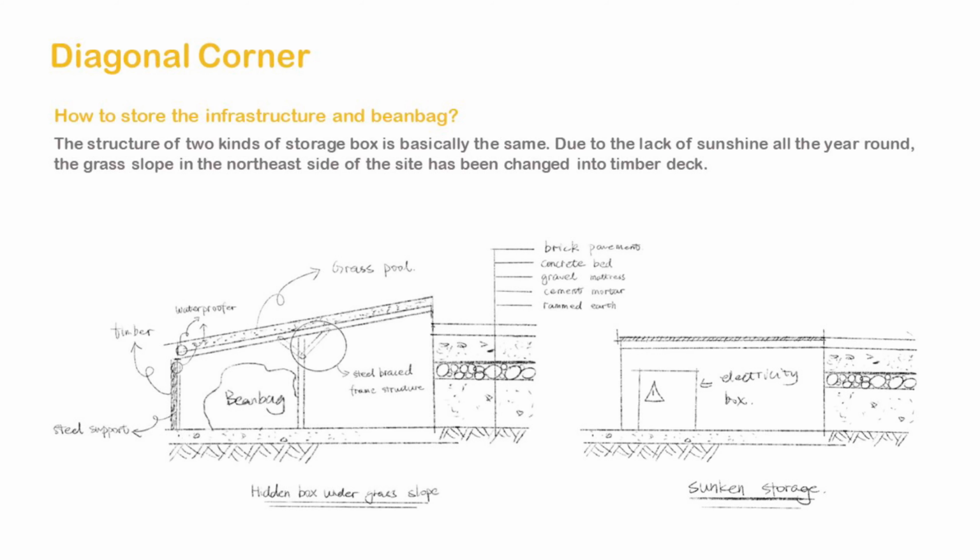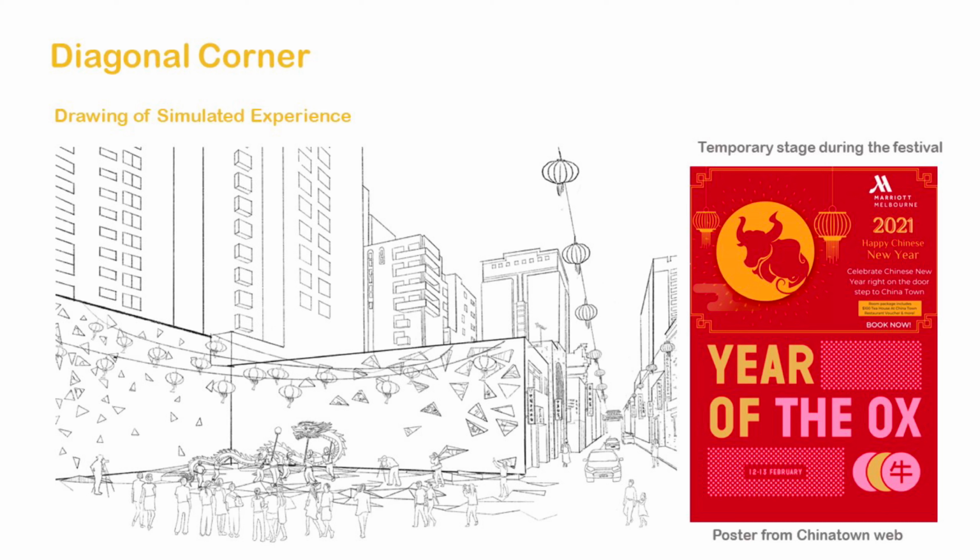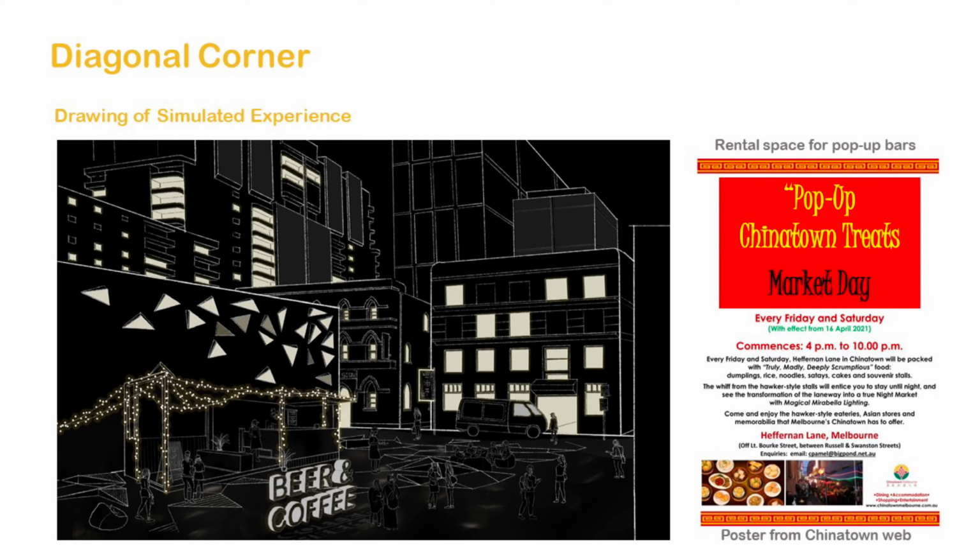Now let's look at the other two images. First, it also has an ephemeral function during festivals, working as a temporary stage. For example, during the Spring Festival, dragon and lion dances can be performed here. And it is also a rental space for some pop-up bars. It is a very cozy experience to sit on beanbags and drink while watching dancing light dots on the ground.